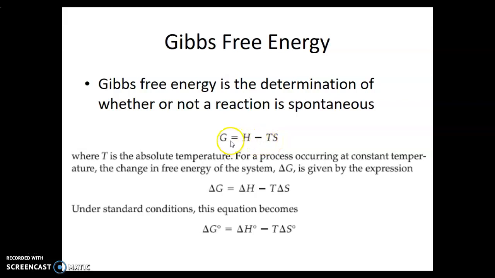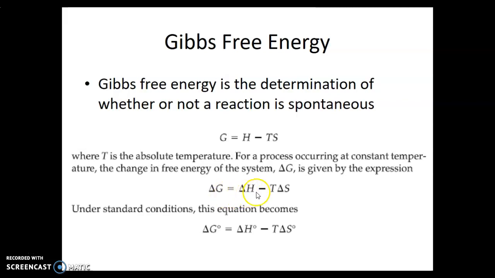So this equation is fairly useless, right? Because we don't ever need to know the Gibbs free energy of a system. We need to know the change in Gibbs free energy. So you go down here to this equation that uses the delta, which is final minus initial, right? The change in Gibbs free energy.